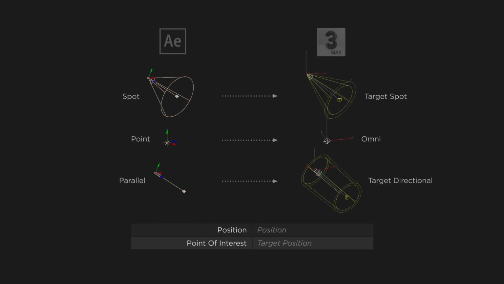When exporting spot, point or parallel light from After Effects, a standard target spot, omni or target directional light will be created in 3ds Max respectively.